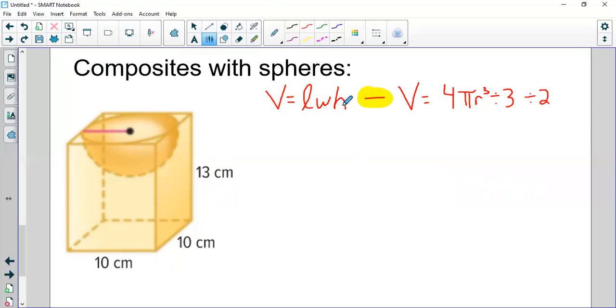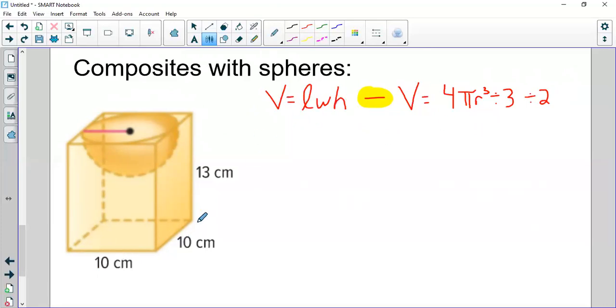So I'm going to find the volume of this rectangular prism. There's my volume formula for the rectangular prism. And I'm going to subtract the volume of this hole. Well, this hole is half of a sphere. It's called a hemisphere. You may have heard that word in social studies. It's always the northern hemisphere. We live in the northern hemisphere of the Earth. So I'm going to take my 4 times pi times radius cubed divided by 3 formula for my sphere. And then I have half of it, so I'm going to divide it by 2. A lot of complicated numbers going on. Let's do the easy one first.